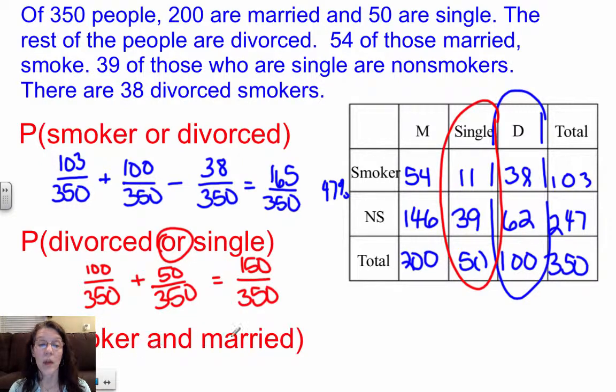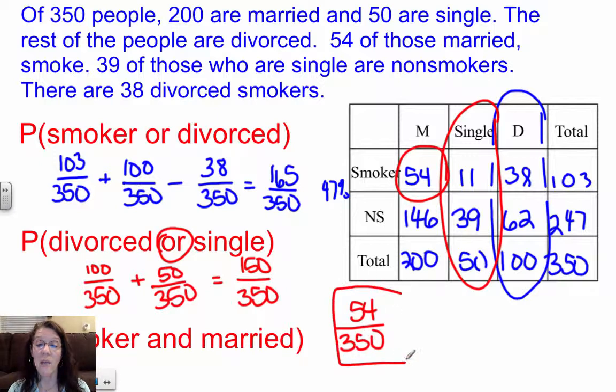How about a smoker and married? Well, how many of those are smokers and married? Right, just those 54 right there. Out of the total, there is nothing else to add it to because there's not two conditions. We've got them all right there in that column.